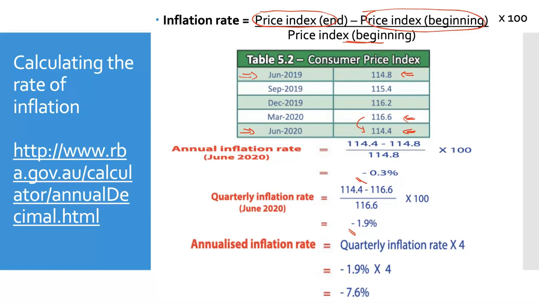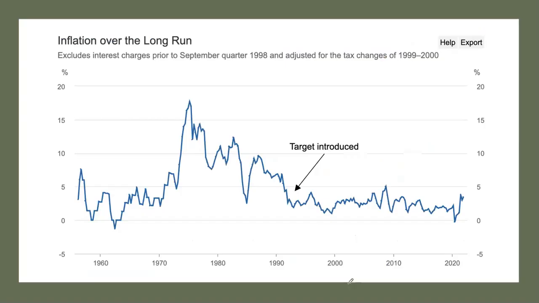And if we wanted to work out the annualized inflation rate of that quarter, because from March to June is just one quarter of a year, you could times it by 4, and that quarter annualized was a giant drop in prices. Because what happened in March to June 2020? COVID hit, and there was such a reduced demand for goods or services, and supply was reduced as well. So there was a significant reduction in inflation.